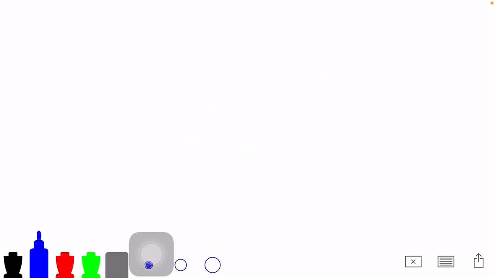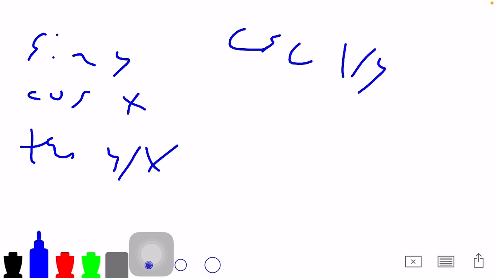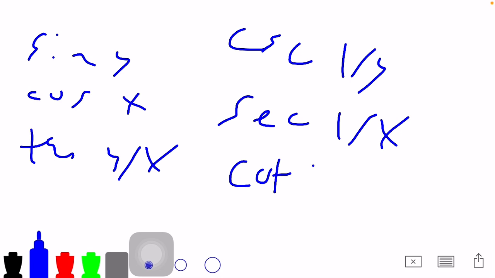So, of course, last time we talked about that sine is y, cosine is x, tangent is y over x, cosecant is 1 over y, secant is 1 over x, and cotangent is x over y. So I know it's a lot to keep up with, but let's try a practice problem.